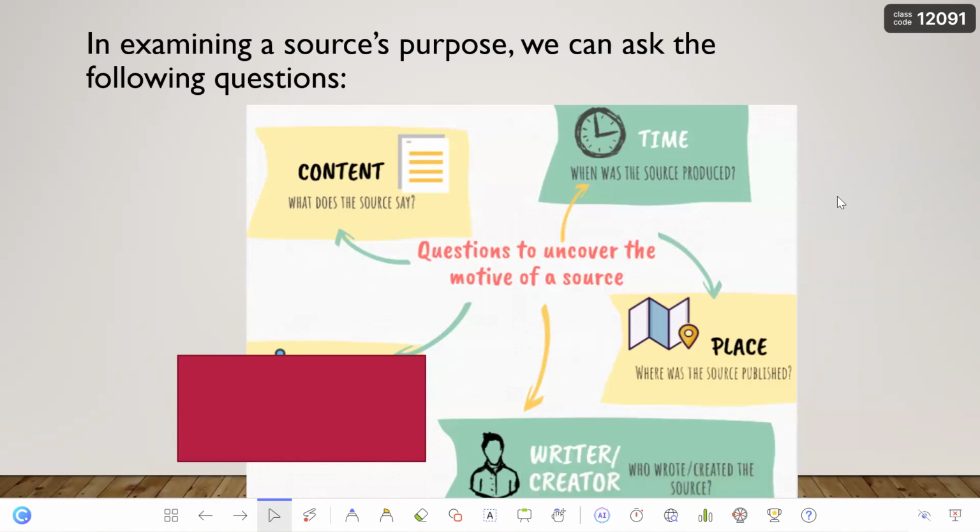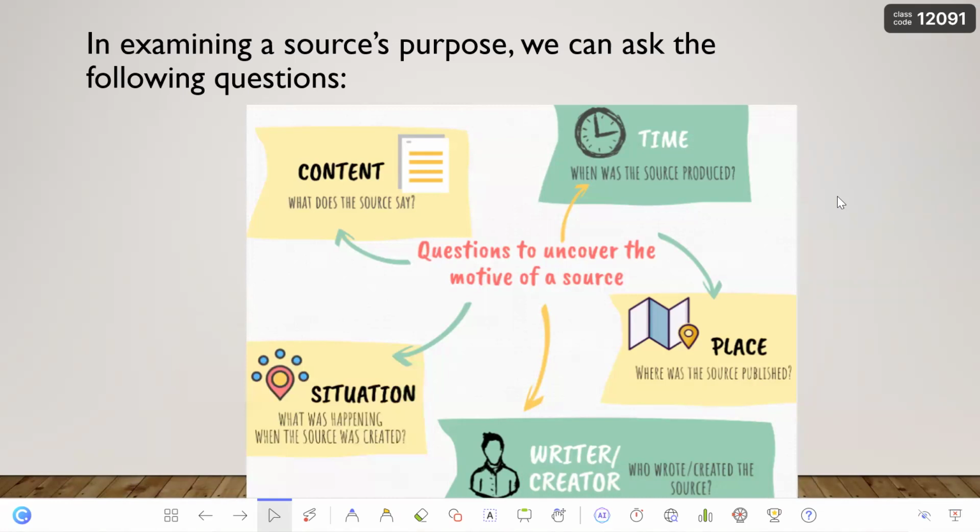Also very important is who, right? Who created or wrote this source? This is central to determining why the source was created in the first place. And finally, the situation or context or problem, perhaps. So what was happening at that time that led to this source being created? So for example, if the source is a speech, what was happening during that time that made the speaker make this particular speech? Okay, so these are some aspects that we can think about as we uncover the purpose of a source.